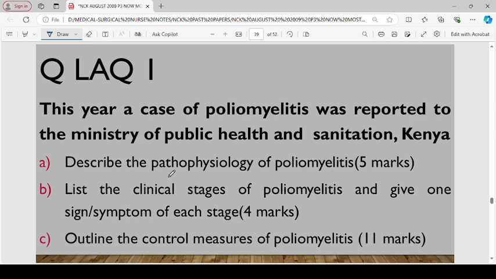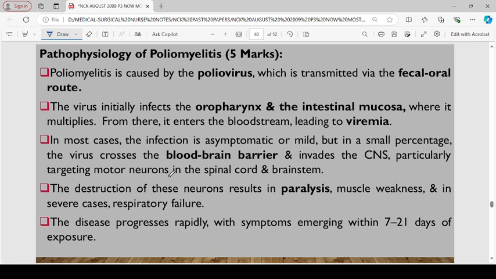LAQ: this year, a case of poliomyelitis was reported to the Ministry of Public Health and Sanitation in Kenya. Describe the pathophysiology of poliomyelitis, list clinical stages of poliomyelitis, and outline the control measures of poliomyelitis.